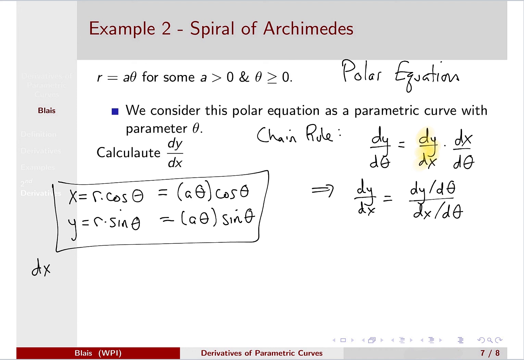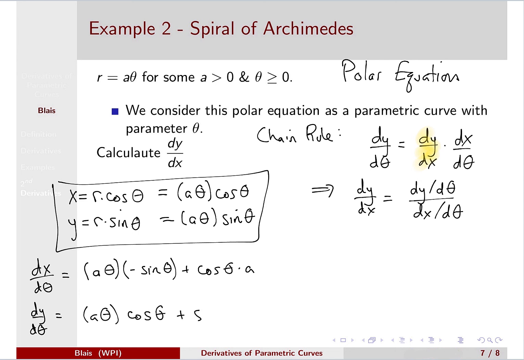First, dx d theta, using the product rule, will be the first, a theta, times the derivative of the second, with respect to theta, which is negative sine of theta, plus the second, cosine of theta, times the derivative of the first, which is a. dy d theta, differentiating this with respect to theta, with product rule, we have the first times the derivative of the second, which is cosine of theta, plus the second, sine of theta, times the derivative of the first.